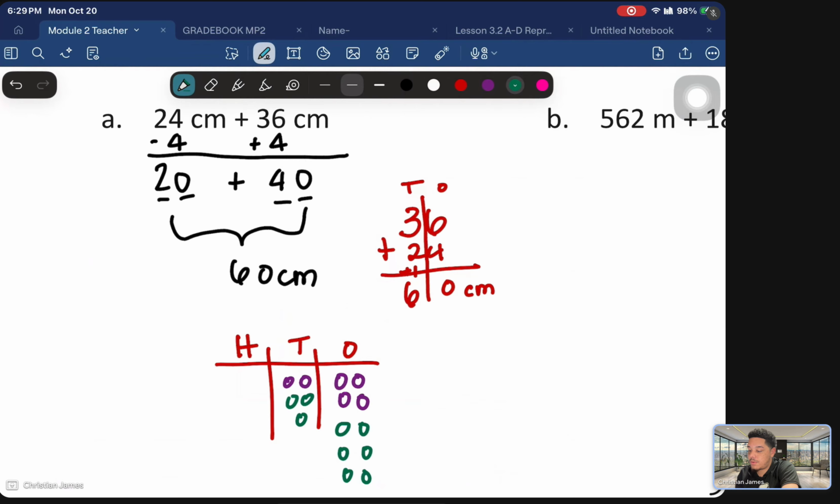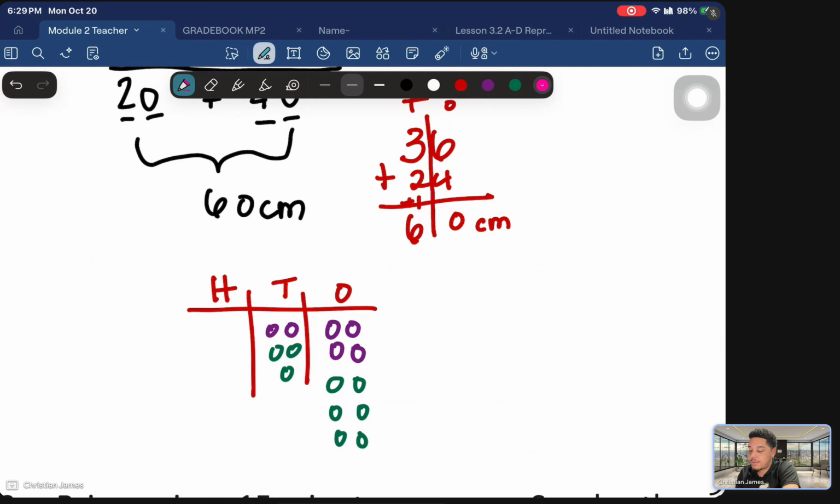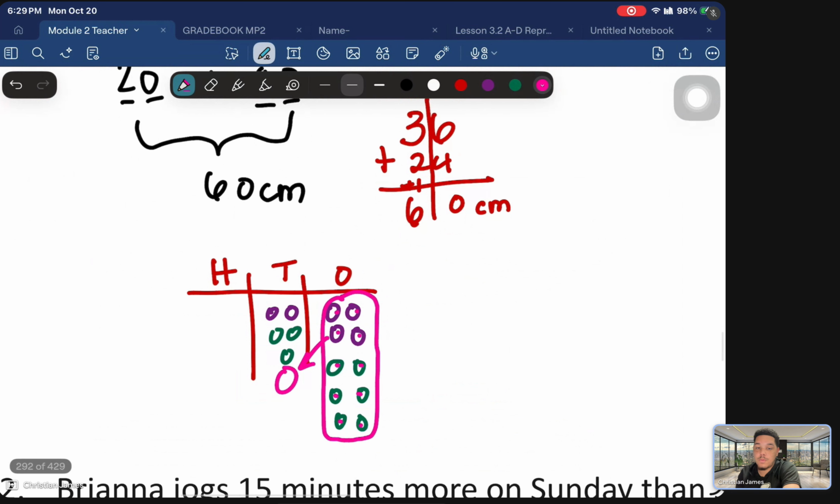Now you're going to group your numbers. You're going to find a group of 10 and group them: 1, 2, 3, 4, 5, 6, 7, 8, 9, 10. So I'm going to group this 10 and move it to the next place, which is here, and now this becomes a new 10. How many ones do we have left over? We have 0 ones. How many total 10s do we have? 1, 2, 3, 4, 5, 6. So my answer is 60 centimeters. Okay, let's move on to this problem here.